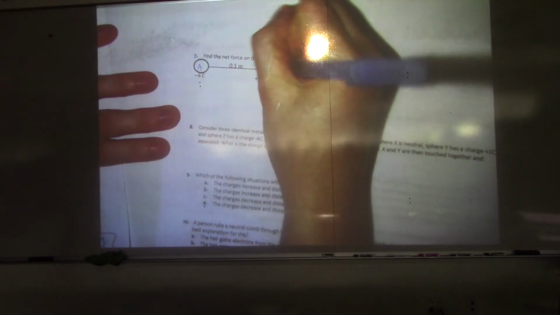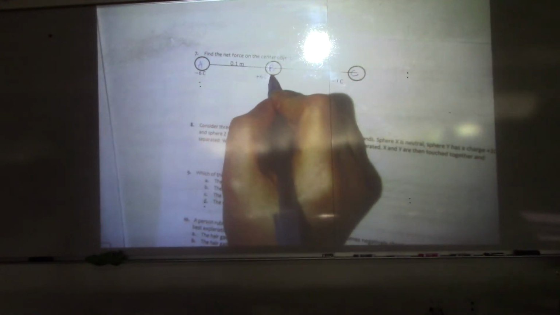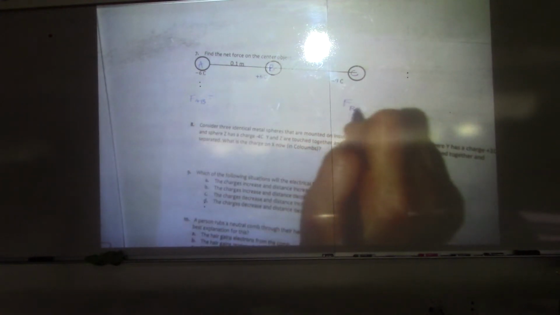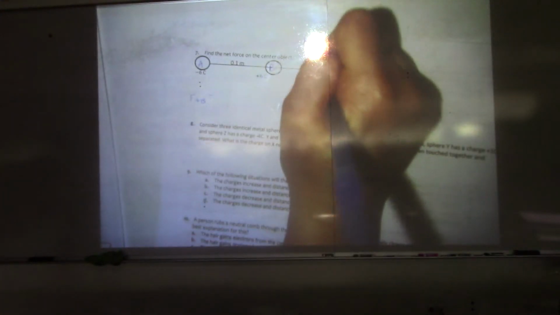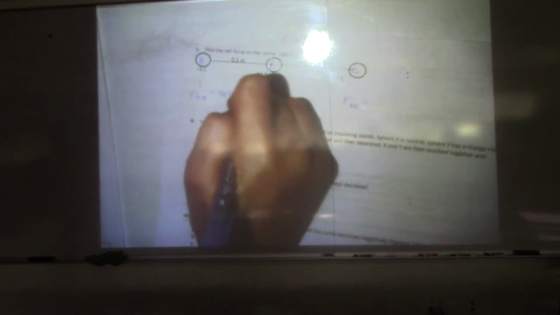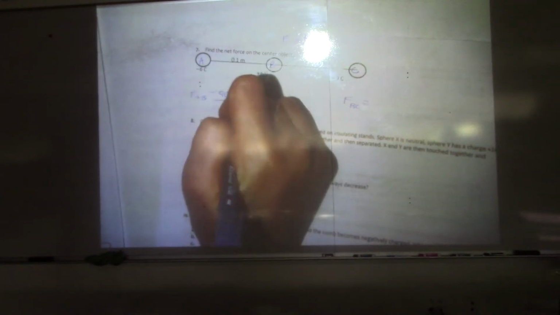Net force on the center object, so A, B, C. Here we're looking at the forces on B. So that would be the force of A on B and the force of C on B. Your equation is the kQ over r squared, where k is that constant, 9e9, Q is the 2 charges, and r is the distance between them. So we've got 9e9 times 6 times 6 over 0.1 squared, and 9e9 times 6 times 9 over 0.15 squared.